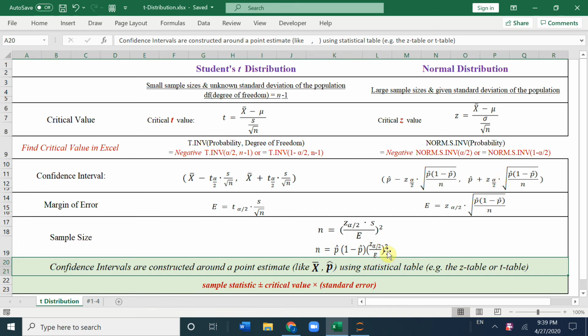Besides, we are able to get the needed sample size. In both formulas we use a critical z-value. If the sample standard deviation is given, you use the top formula. If you know the sample proportion p hat, you use the bottom formula. So in a word, confidence intervals are constructed around a point estimate, x bar, the sample mean, or p hat, the sample proportion, using a statistical table, z-table, t-table, or we could use a calculator, TI-83/84, or use functions in Excel.